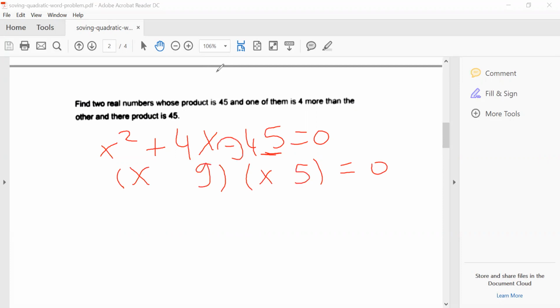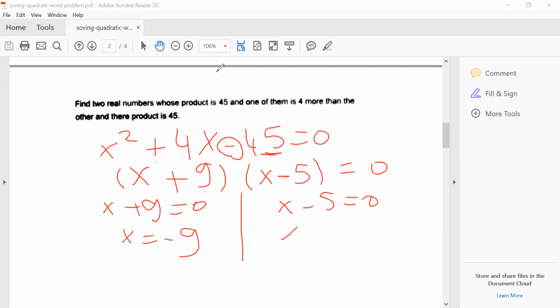This is negative, so the bigger one gets the same sign as the middle term: x plus 9 or x minus 5. So from this part, x plus 9 equals 0, so x equals negative 9. And x minus 5 equals 0, so x equals 5.